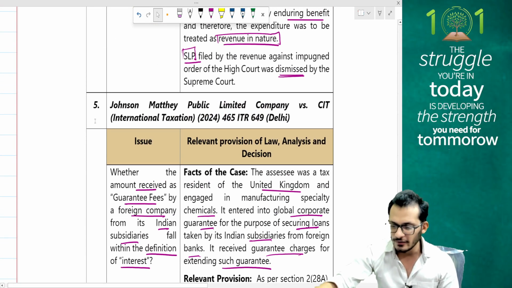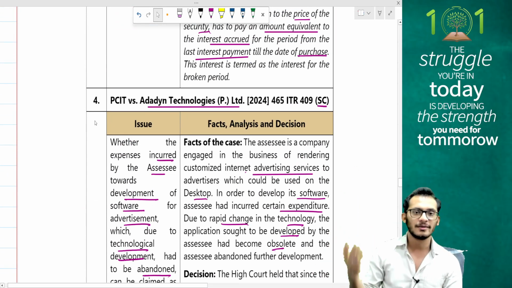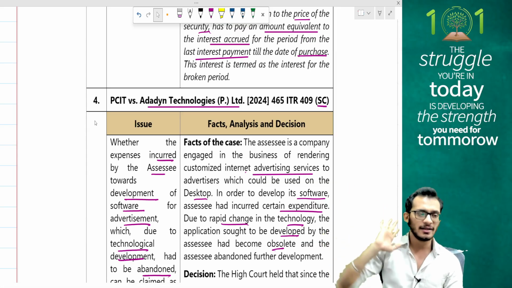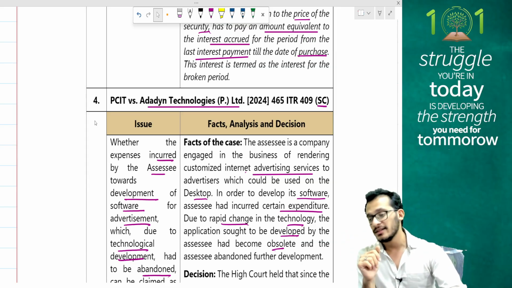In these 5 case laws, if I notice, the last case law is a Delhi High Court decision, and every other case law is a Supreme Court judgment. So just remember that 4 case laws are Supreme Court judgments, guarantee fees is a Delhi High Court judgment, and you can follow it accordingly. Awesome. This is what judicial updates are, people.